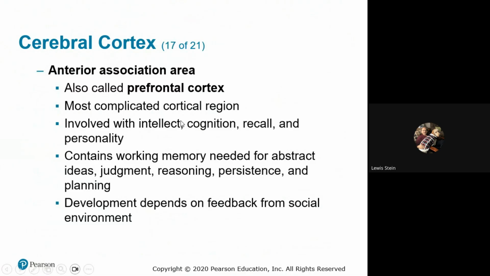That's the complex region: intellect, cognition, recall, personality, which I'm sure some of you have.